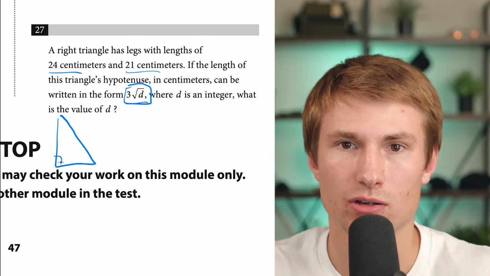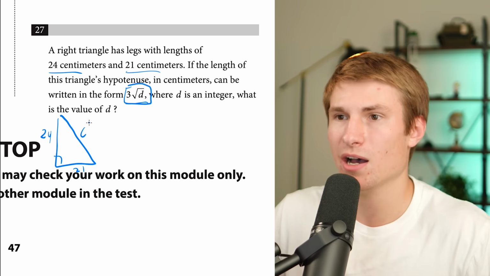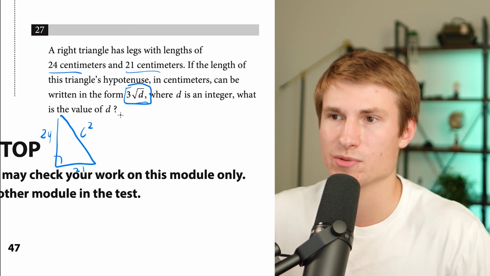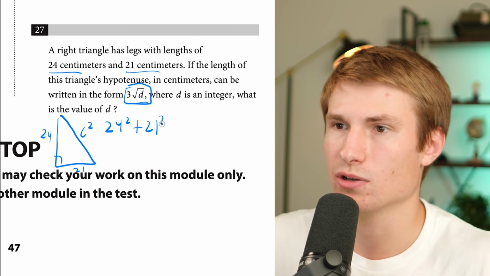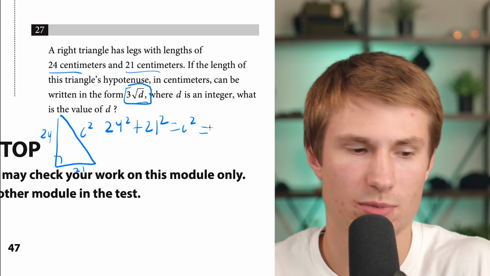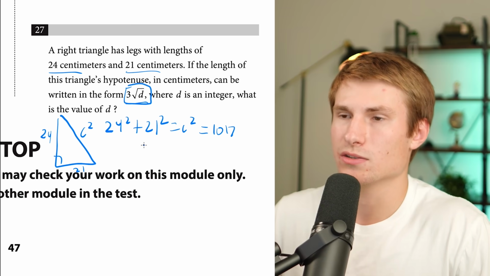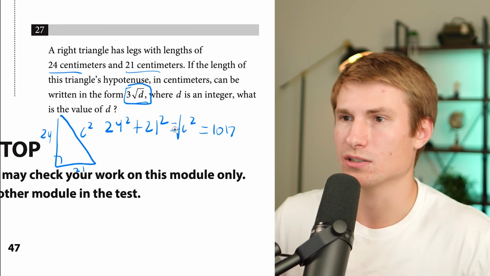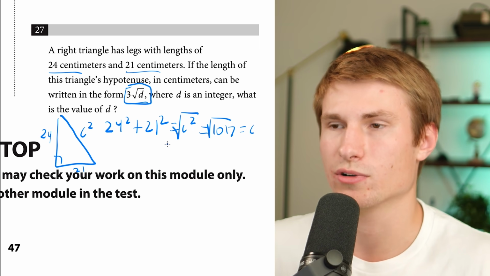So we have a right triangle. We know we have lengths of 24 and 21 as our side lengths. We need to solve for the hypotenuse, which we're going to represent as c squared, and we're going to use the Pythagorean theorem. So we're going to go ahead and do 24 squared plus 21 squared. That's going to equal c squared. Okay, we know that this is going to equal, let's put it in our calculator, and we're going to get 1017. Okay, so we'll take the square root of each side to isolate c. So we know that c is going to equal the square root of 1017.